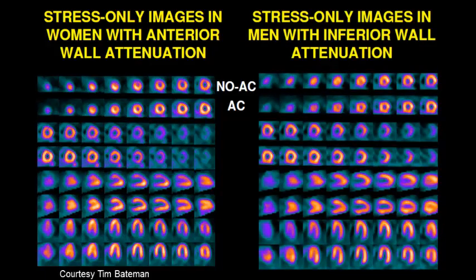Similarly, you have a man here with an inferior wall defect and a very similar case where you can see that you're going to stop, especially among acute patients, if you see that defect.